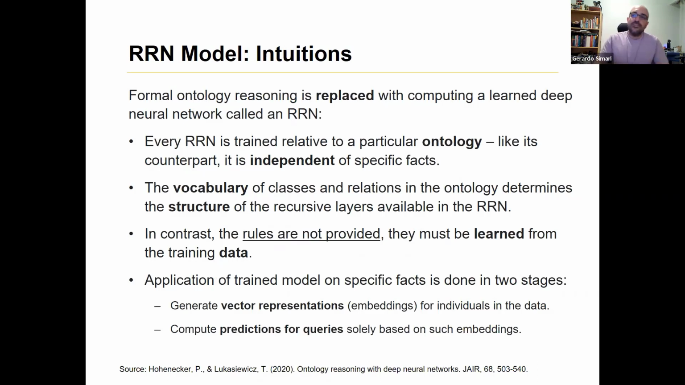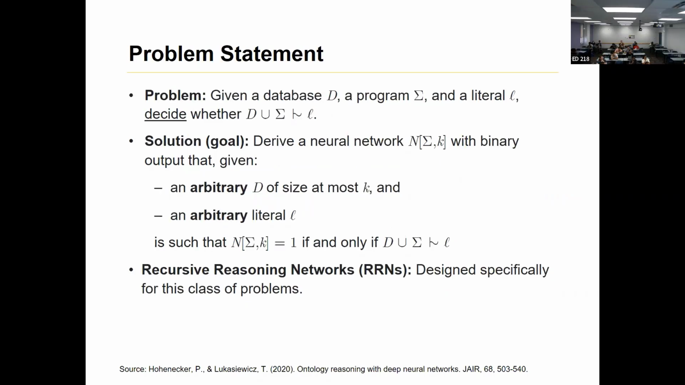The idea is to replace, sorry, is there a question? So on that previous slide, the database of facts isn't passed to the neural network, only K, only the size of the database? No, it says given an arbitrary database D of size at most K. You have to have the facts. Okay, yeah, I was just confused from the N of sigma K, but the database. Here, yeah.